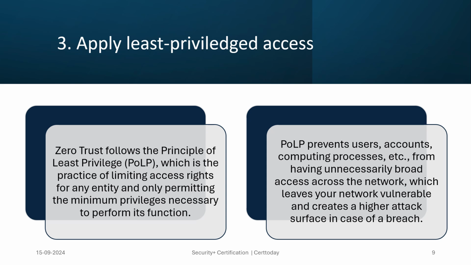The third core principle of zero trust is applied least privilege access. And a lot of companies actually do this. We have been doing this forever. So zero trust also follows the principle of least privilege, or POLP, which is basically the practice of limiting access rights for any entity and only permitting the minimum privilege necessary to perform its function.